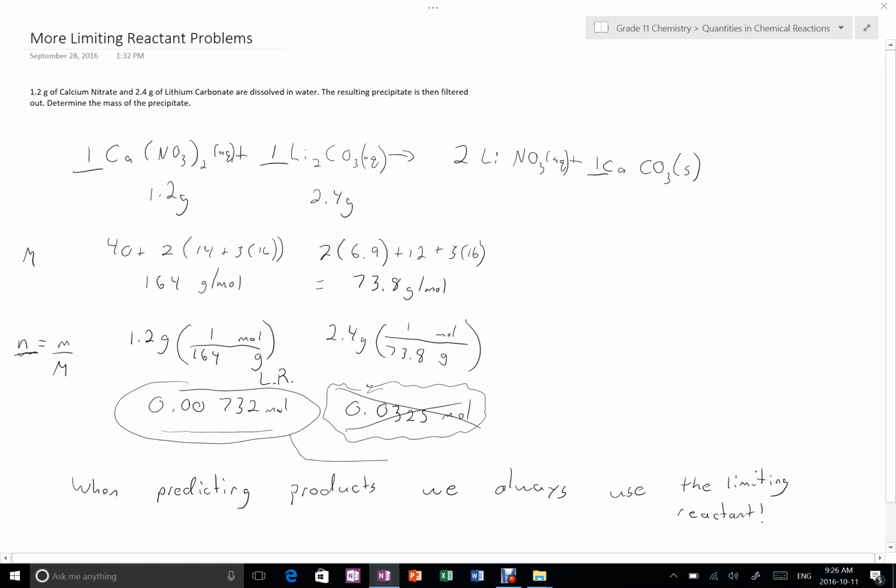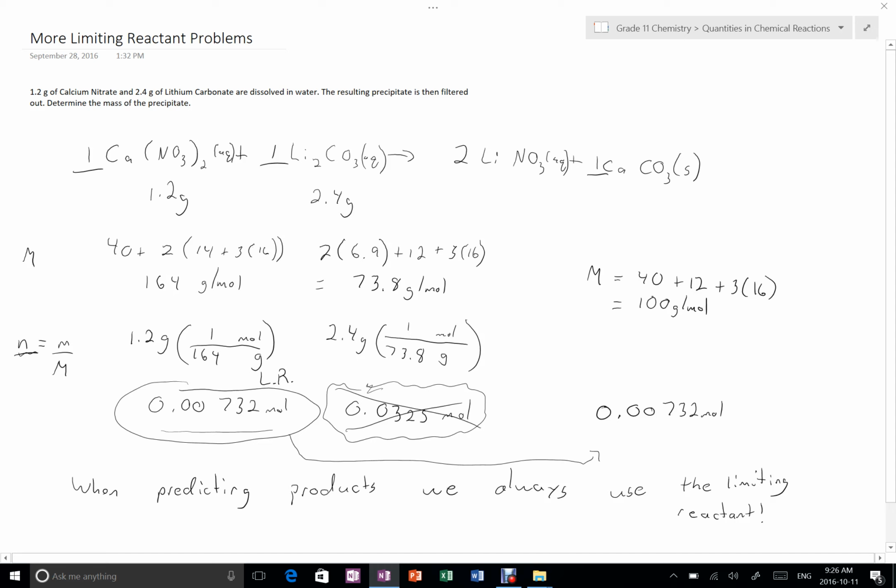And then I'm going to use it to predict the number of moles of product produced. But since it's a 1-to-1, I don't have to do any math here. It's 0.00732 moles, because it's 1 for every 1. Alright, I need the molar mass of this compound. Calcium was 40. Plus 12. Plus 3 oxygens at 16. So 100 grams per mole.